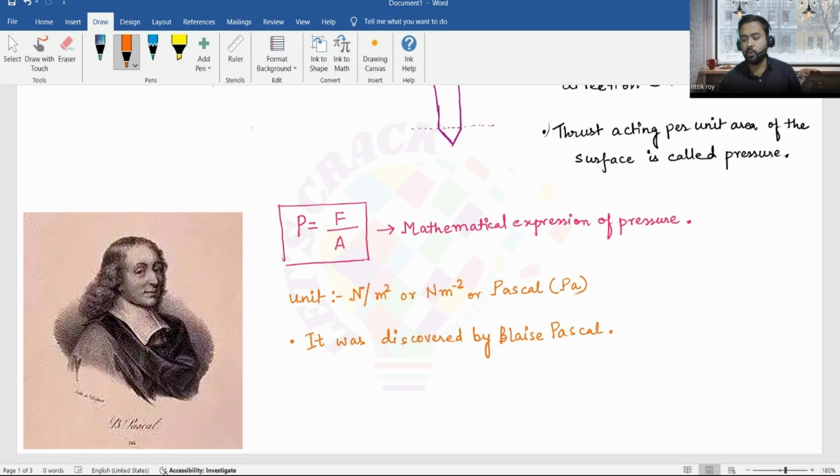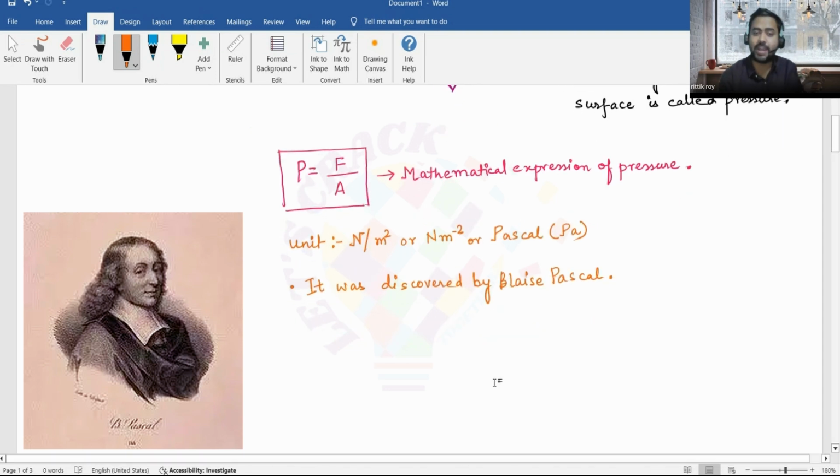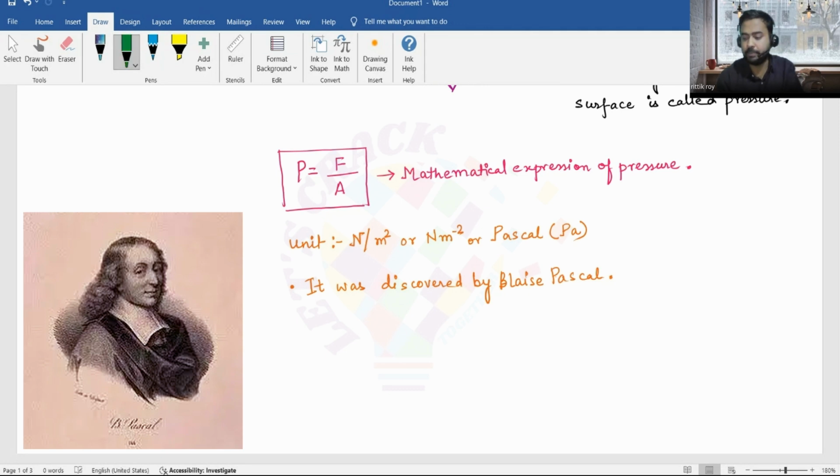Okay. Now you may ask me, sir, is there any relationship between a Newton per meter square and Pascal? Yes, obviously there is a relationship. That is, 1 Newton per meter square is equal to 1 Pascal. So remember, this is the mathematical expression between Newton per meter square and Pascal.